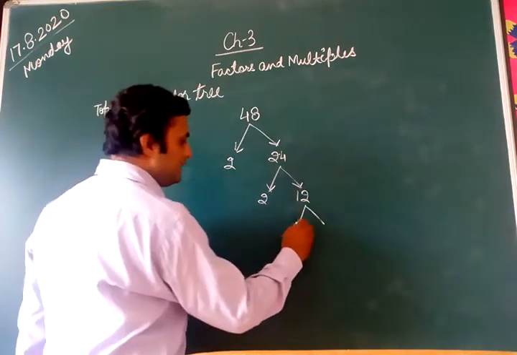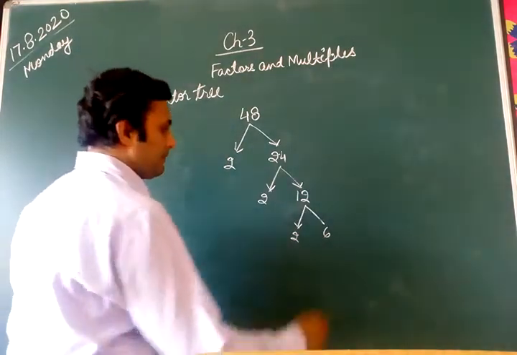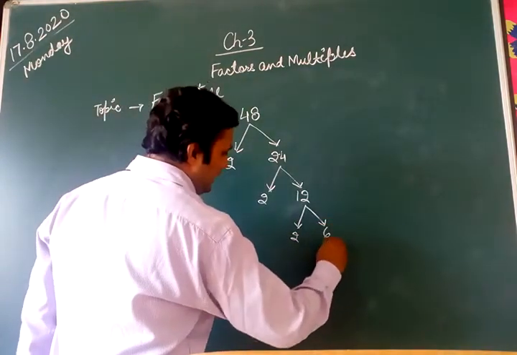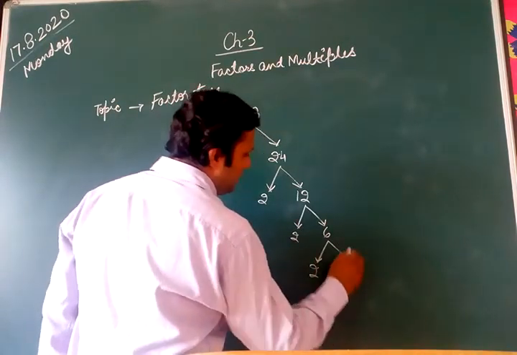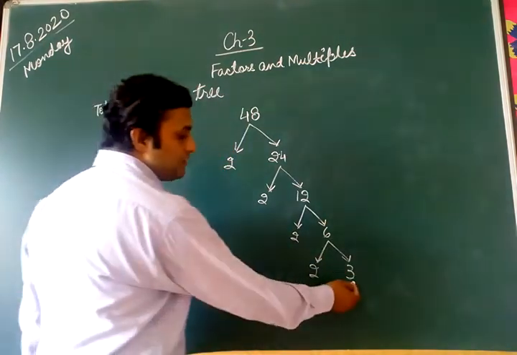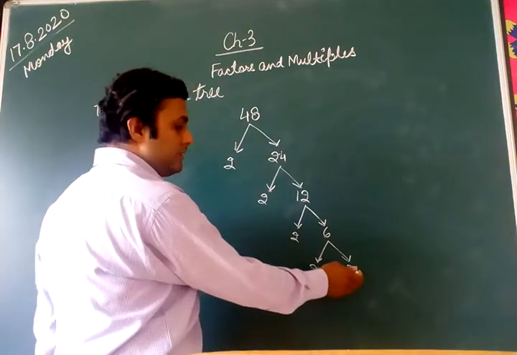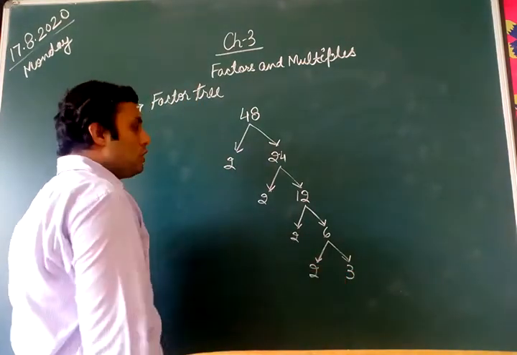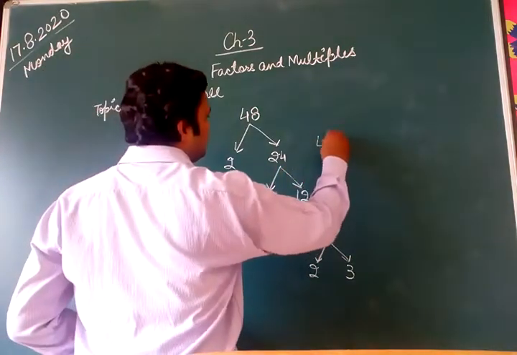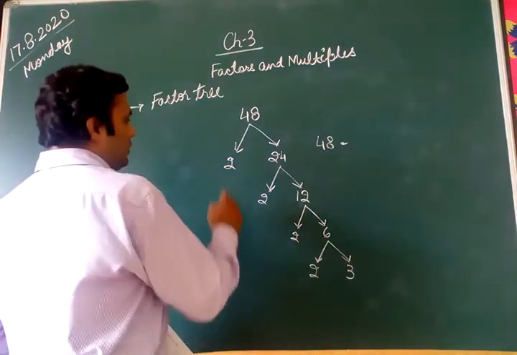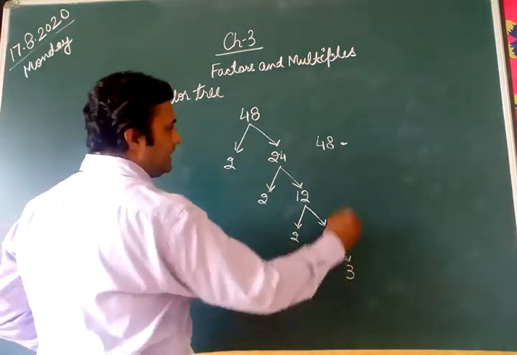Next, 12 is divisible by 2 first, and we get 6. Again it is divisible by 2, and we get 3. Now 3 is not divisible by any number, it is divisible only by itself. So what numbers did we get for 48? 2, 2, 2, 2 and 3.